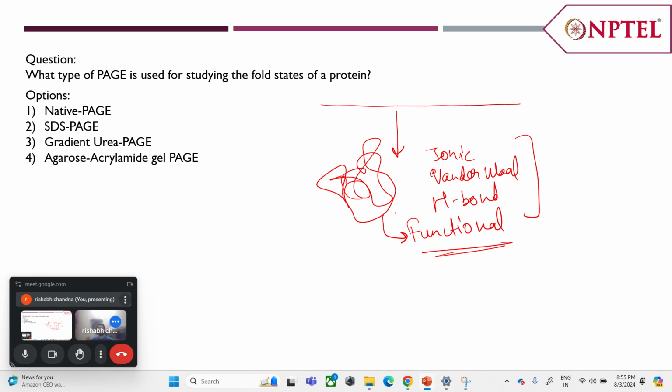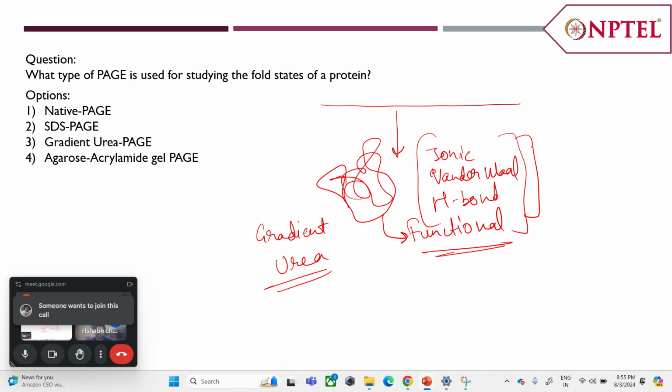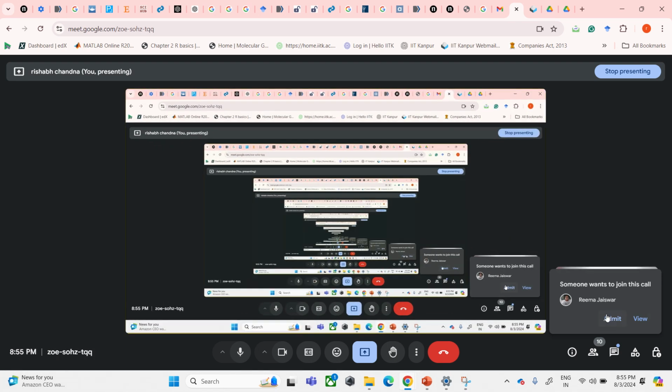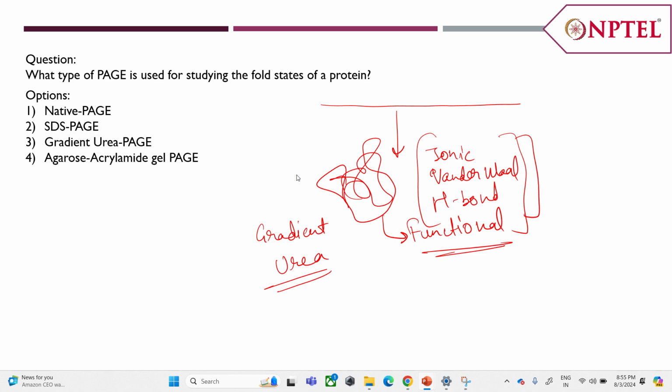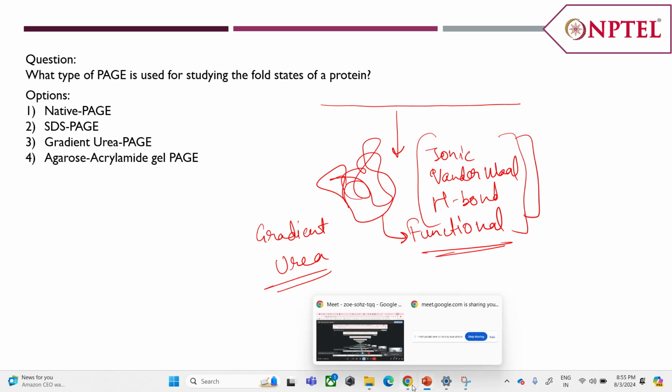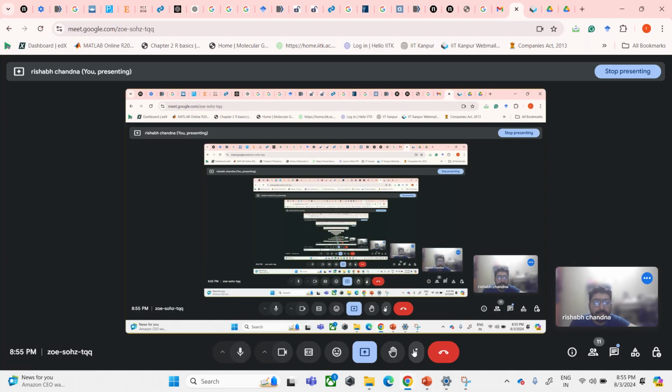So all these interactions help the protein to fold upon itself and form a functional moiety. Now if we have to study the folding state of a protein, because there are certain states of a protein in which it's folded, we can apply a gradient urea PAGE. Urea basically breaks all these interactions. So it's a denaturing agent basically. If we need to study the folding states of a protein, then we will apply the gradient urea PAGE.